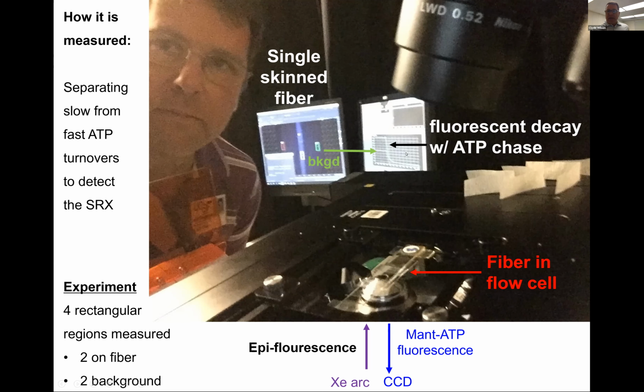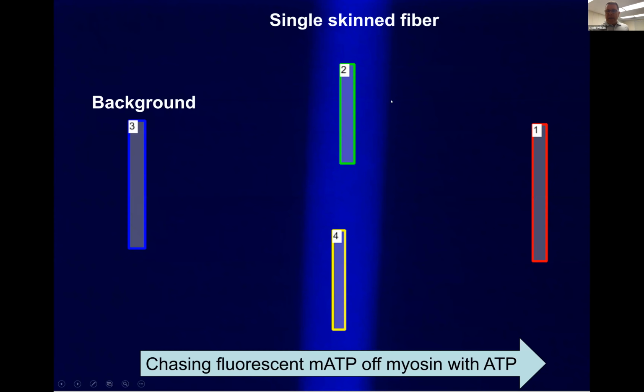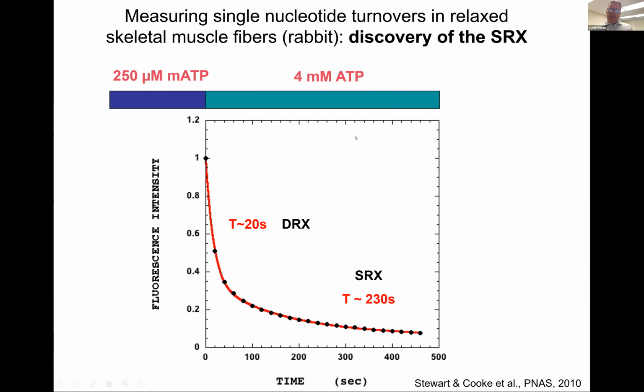So now I'm going to expand these screens on the left and on the right. Here's our single skinned fiber, skinned so that the ATP chasing out the fluorescent analog is able to freely diffuse into the fiber. Here's our regions of interest where we're measuring our fluorescence compared to our background. And then what you get is your fluorescent decay with two main terms, because in mouse, rabbit, and in human, we don't see the half-hour plus lifetime version of the superrelaxed state that we refer to as the long superrelaxed state.